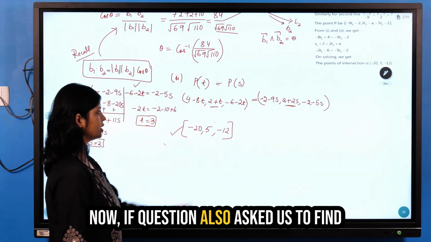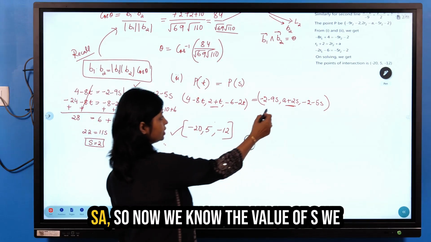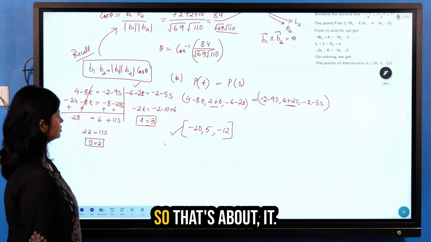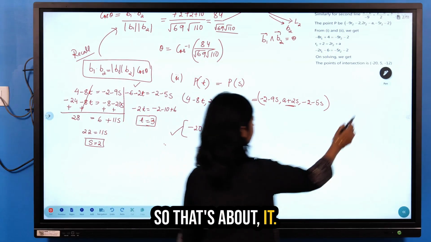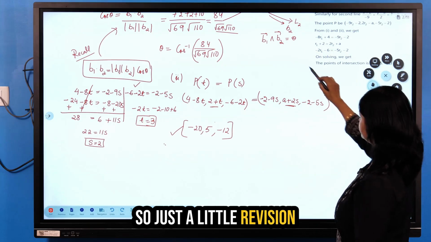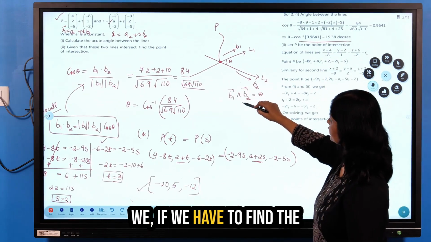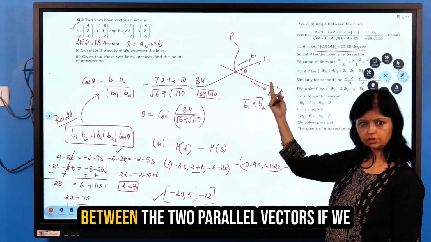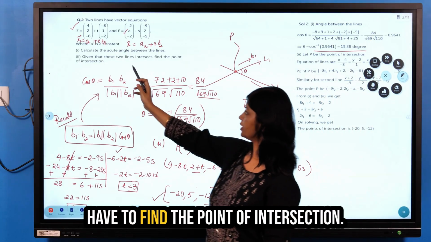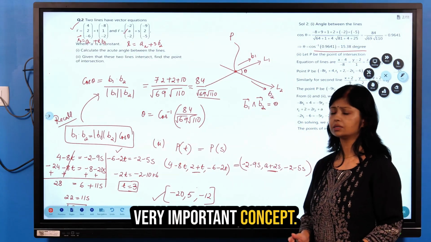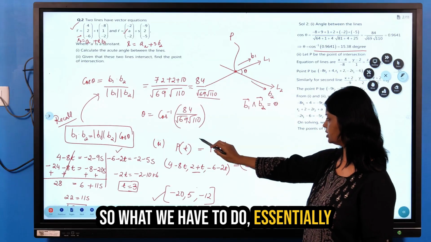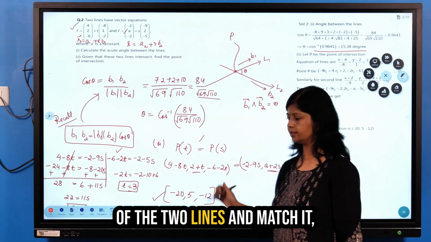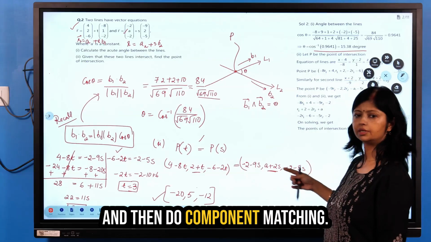Now if the question also asked us to find A, we know the value of S, so we can match with this and we can get it. So that's about it, just a little revision. If we have to find the angle between the two lines, we will actually find the angle between the two direction vectors. If we have to find the point of intersection, very important concept, we essentially write the equation of the lines in parametric form, with the parameters of the two lines, match them, and then do component matching.